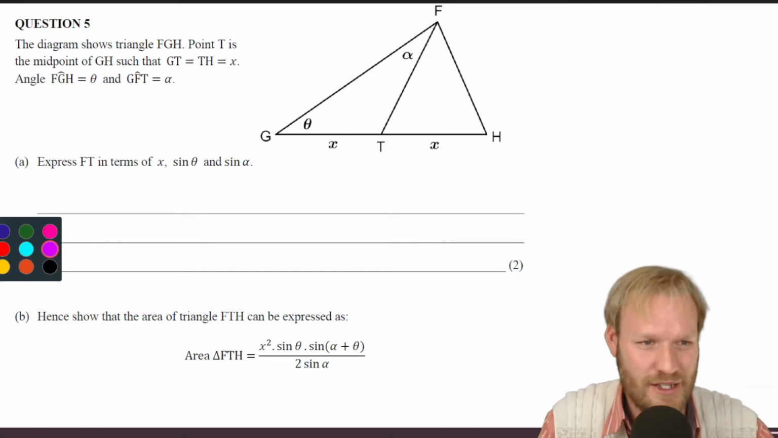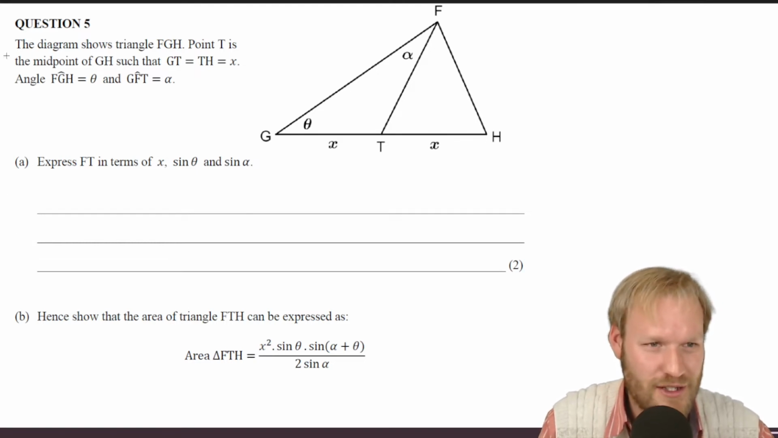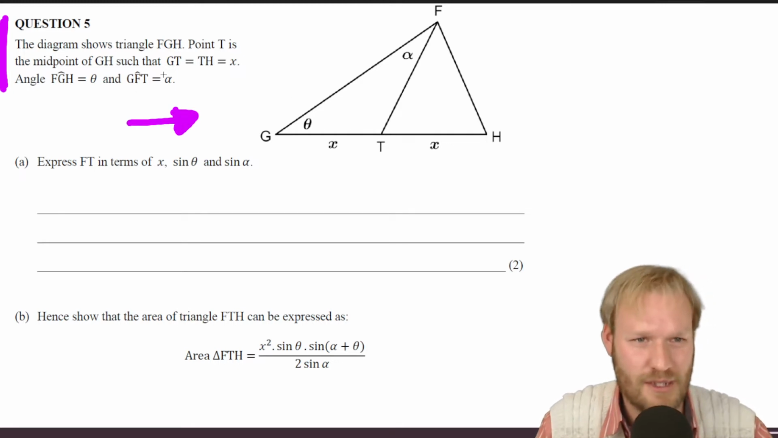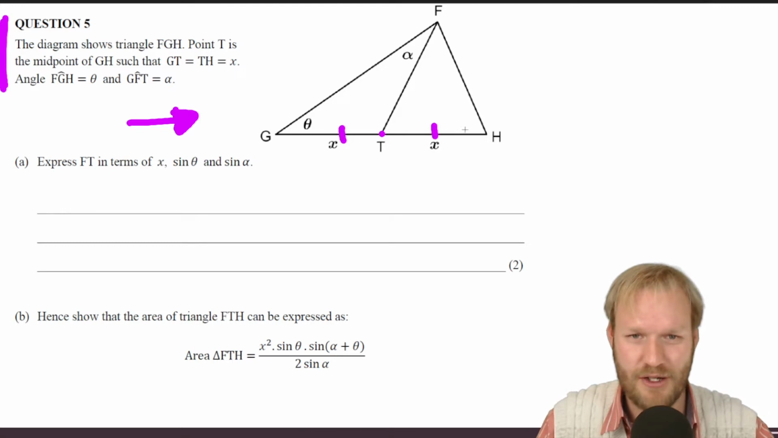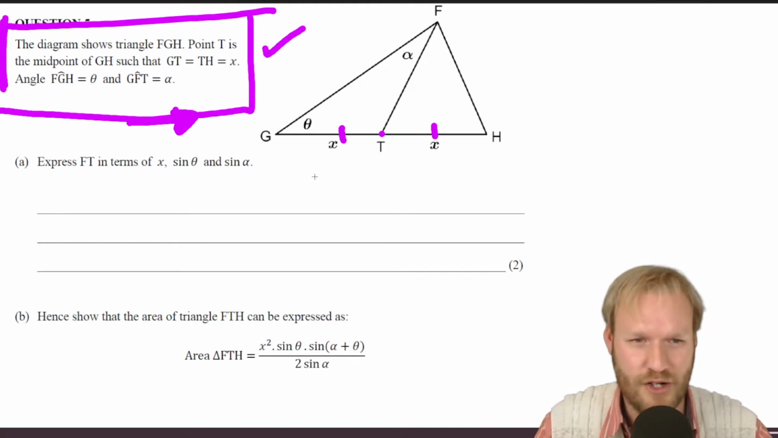Okay, so it says express FT. Now, wait a second. Before I even get that, let's just check that everything up here is actually in the diagram. The diagram shows triangle FGH. Excellent. Point T, there it is, the midpoint of GH. So those two things are the same. Oh, well, they're both X. And angle FGH is theta, GFT is alpha. Cool. So everything that's written over here is in the diagram. So we can happily move on.